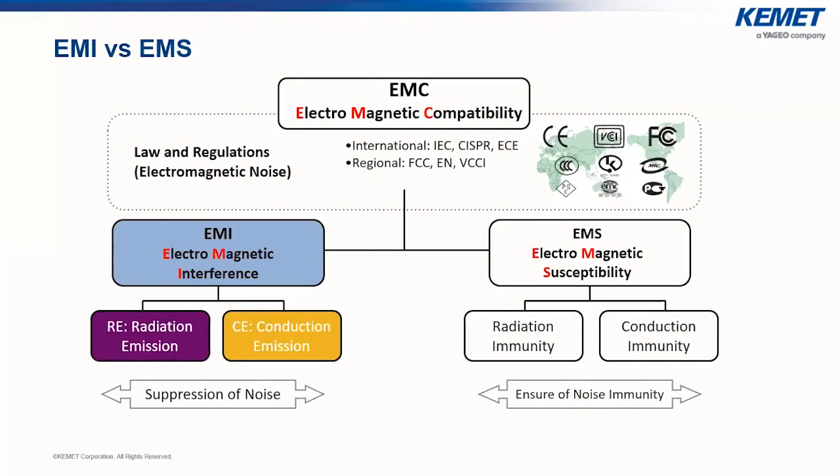We can divide the big world of electromagnetic compatibility in two classes: EMS, that is electromagnetic susceptibility, and EMI, that is electromagnetic interference. Susceptibility or immunity is the property of an equipment to be immune to the noise coming, let's say, from the external world. Even here, we can divide in radiated and conducted. Instead, EMI, so interference, is the emission that an electrical or electronic equipment can have towards the external world. Even here, we can divide in radiated and conducted.